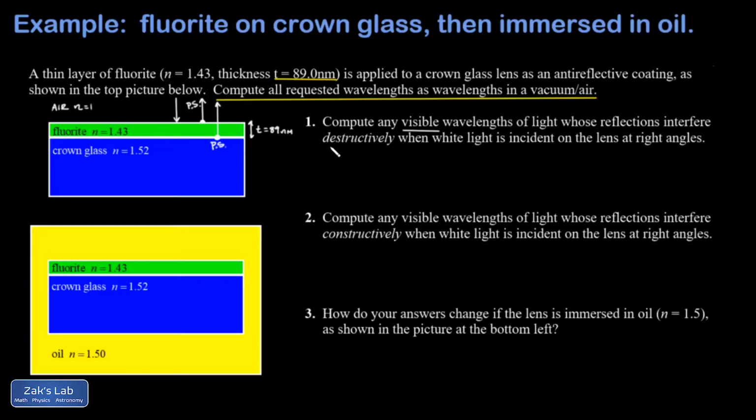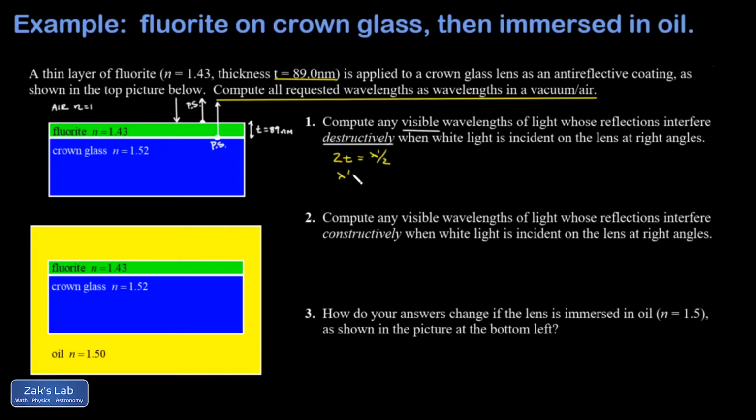In part 1, we're looking for destructive interference, and because both of these waves are phase shifted, I need my extra travel distance to undo the phase shift on the second reflection to get these waves back out of phase. Well, the first way this can happen is if the extra travel distance, 2t, is equal to half a wavelength of the light in fluorite. And that wavelength of light in the fluorite is notated as lambda prime.